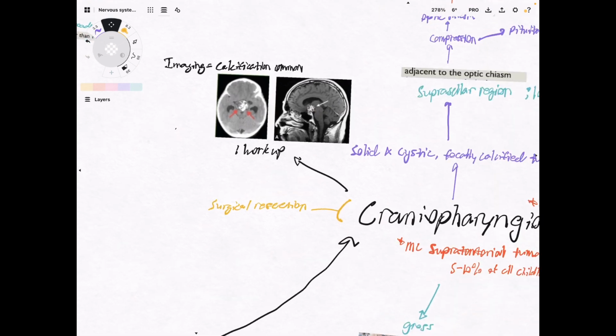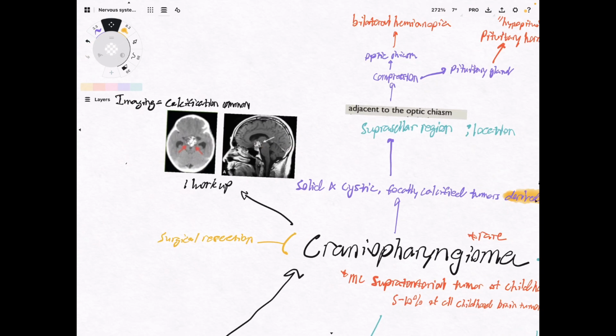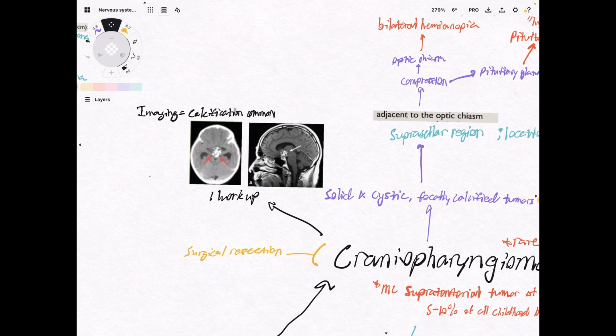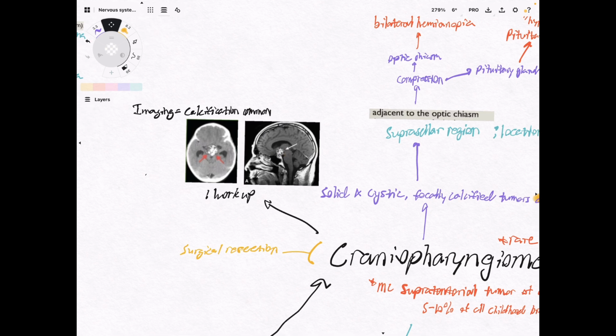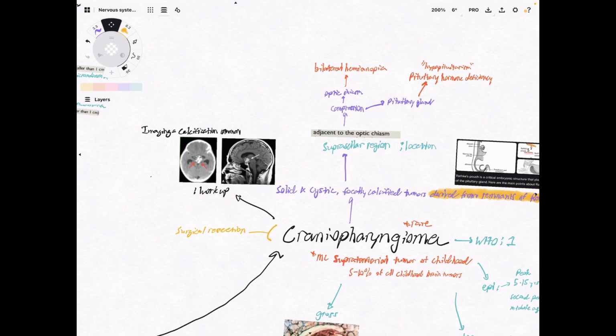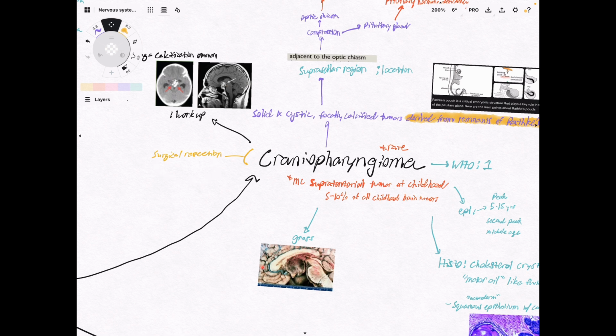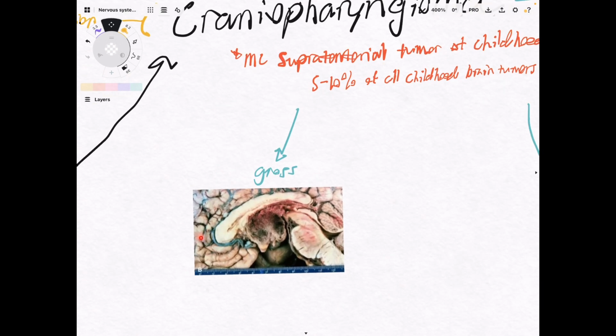And then to work this up, you again want to do an MRI, and you can see in that suprasellar region there, it's very close to the pituitary gland and the optic chiasm. So that's again bilateral hemianopia and pituitary hormone problems. Again, to treat this is going to be a surgical resection like most tumors. Again, we're going to end off with a gross image of it here. This is the tumor here. Again, it's compressing those ventricles, compressing the optic chiasm.